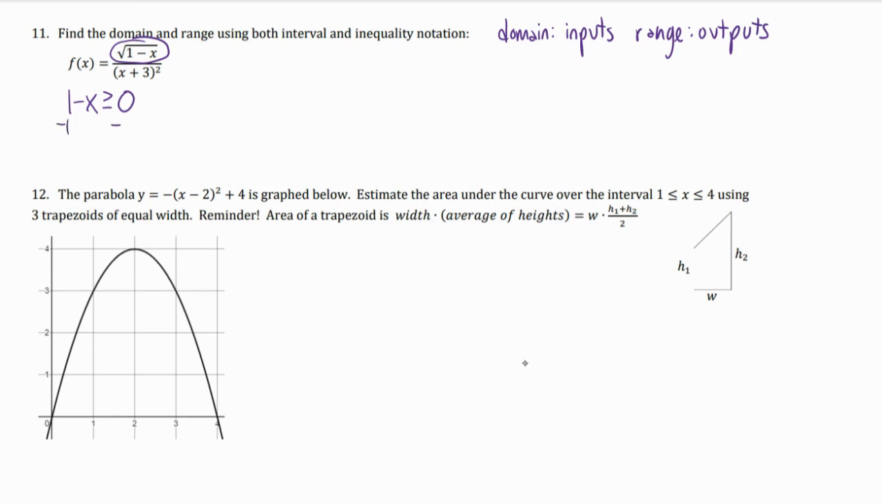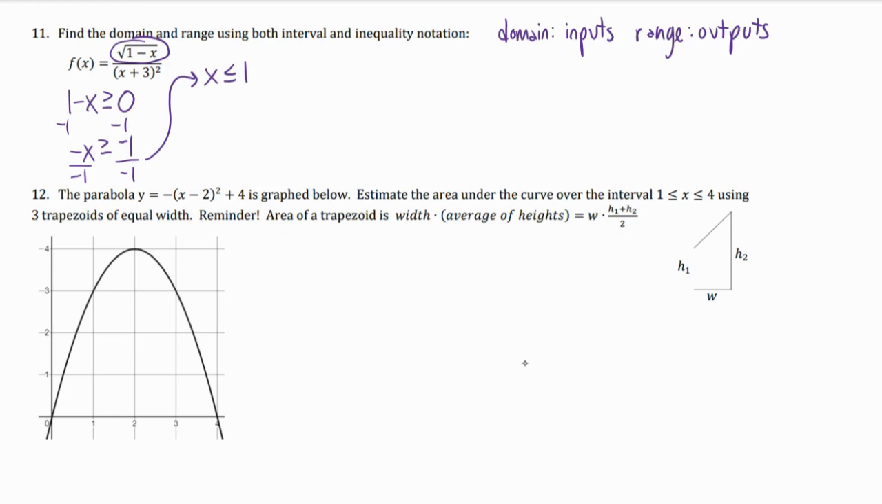So we're going to subtract 1. And then you'll recall that when we multiply or divide by a negative with an inequality, that means we have to switch the sign. So we get x is less than or equal to positive 1, which makes sense because if you plug in 1, you get the square root of 0. Square root of 0 is 0, so that's allowed.